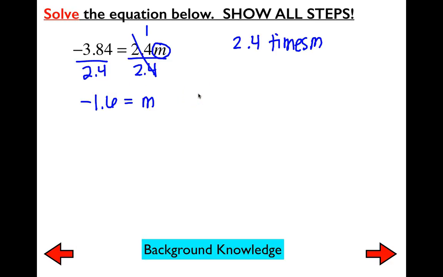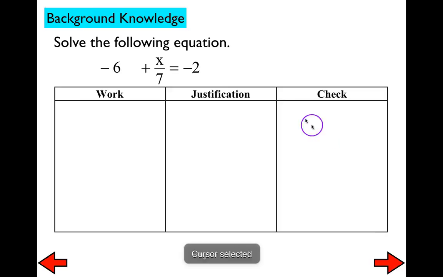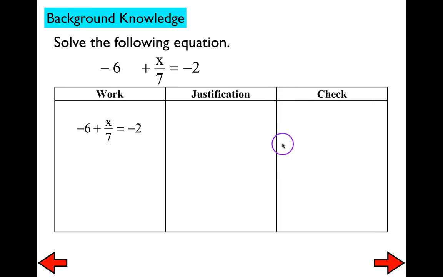So this is just trying to get your brain remembering how to do those steps so we can learn today's lesson. Here is a quick example from 7th grade where after every single step we did, we justified it. First, you're going to want to get rid of the 6 by adding 6 to both sides. This is the addition property of equality because you're adding the same value to both sides to keep it balanced, keeping that equality there.